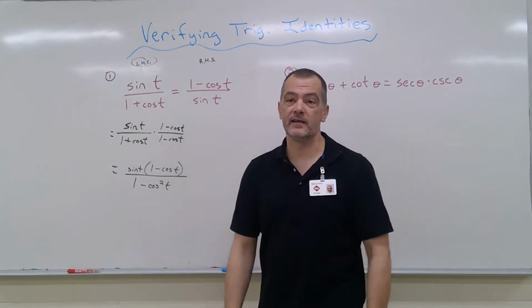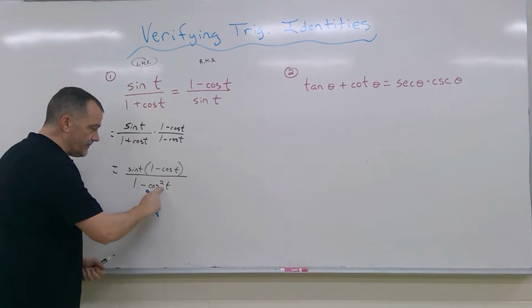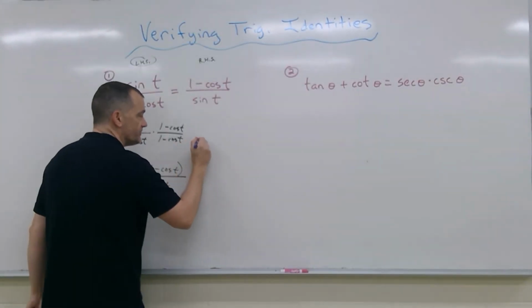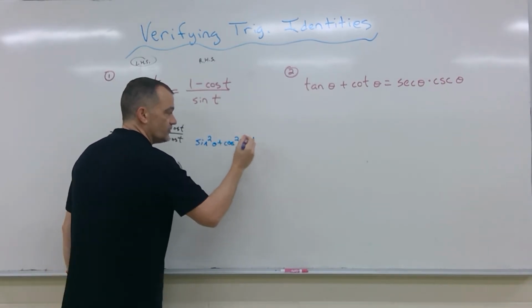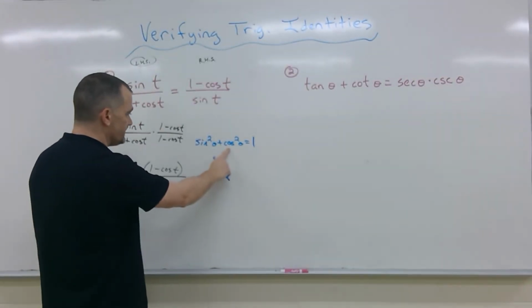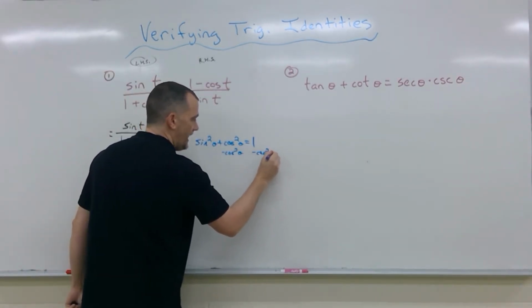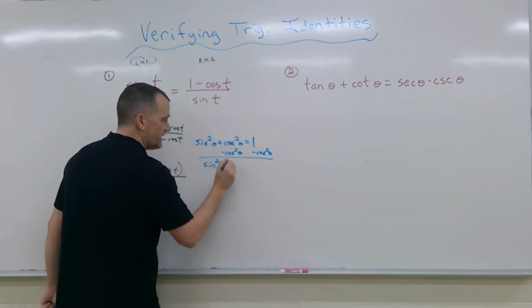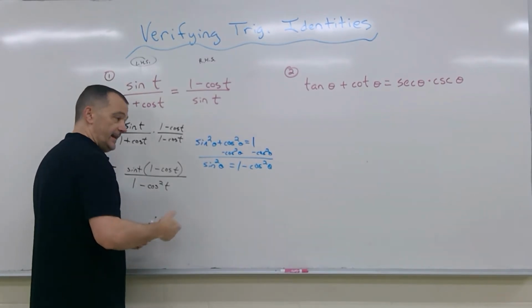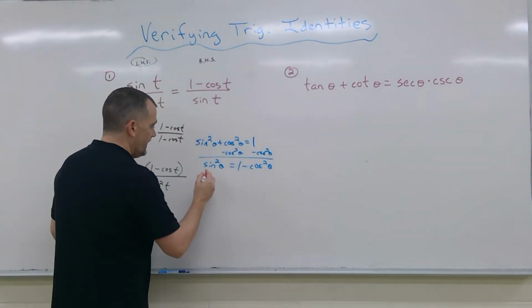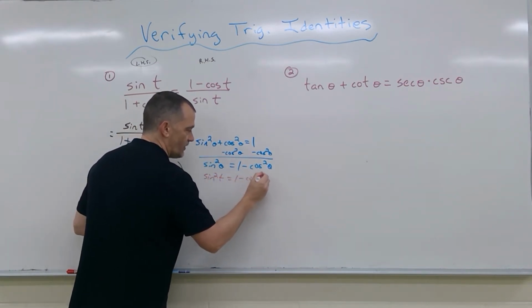Whenever you see anything being squared, the first identity that should pop into our mind is the sine squared of theta plus the cosine squared of theta equals 1. And then looking at this, if I subtract the cosine squared of theta on both sides, I end up with the sine squared of theta equals 1 minus the cosine squared of theta. In other words, the sine squared of t equals 1 minus the cosine squared of t.